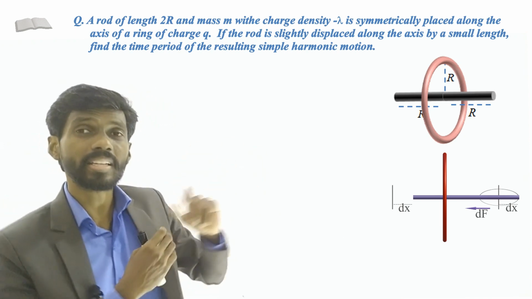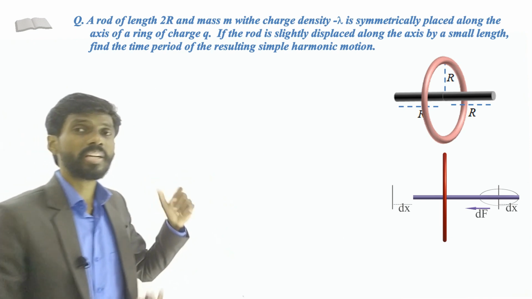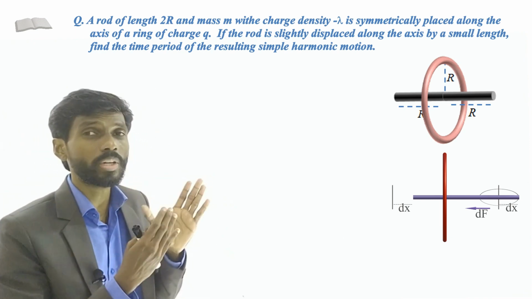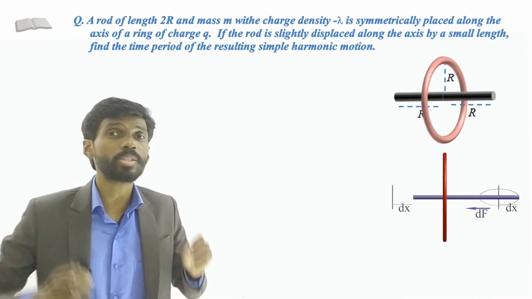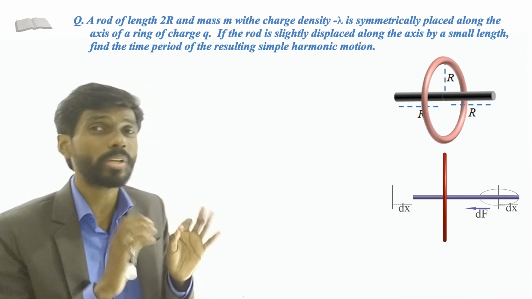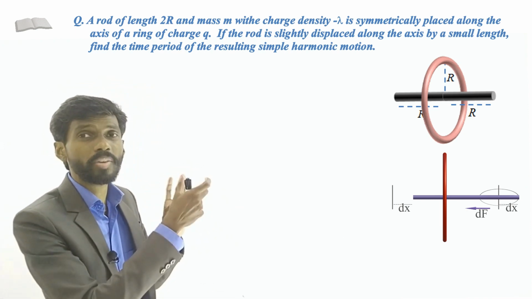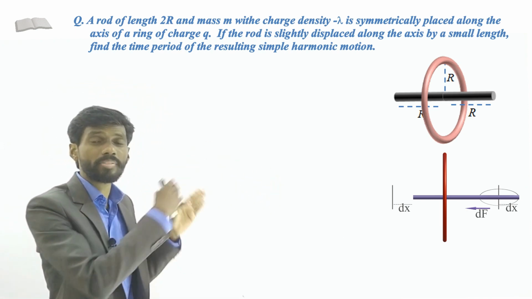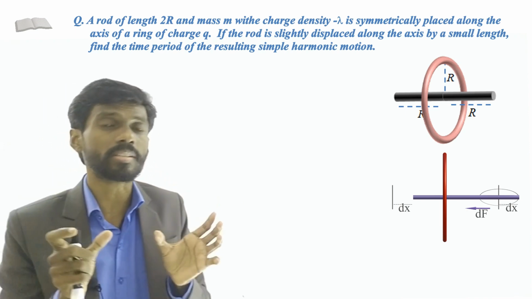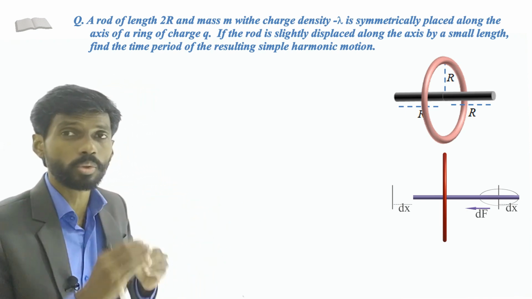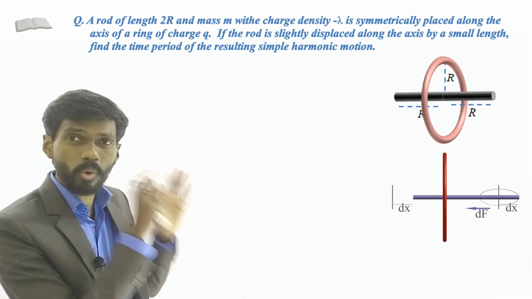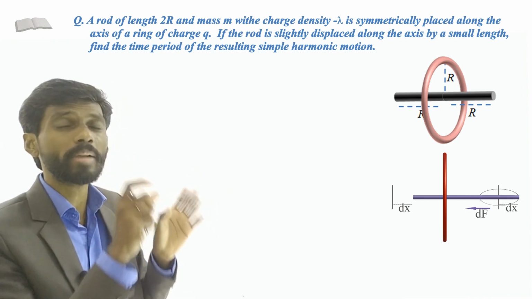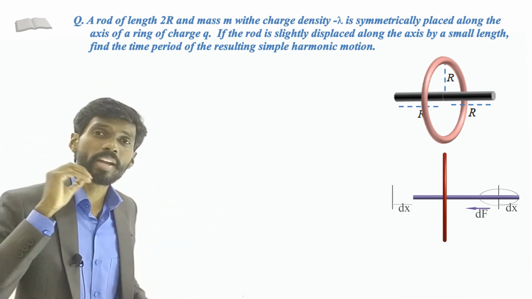So on the right, the length increases by dx. On the left, it decreases by dx. That means the total difference is dx plus dx, which is 2 times dx. Do you understand? 2 times dx is the difference between the length on the right and on the left. So this 2dx distance is what contributes to the force. The force is only due to this 2 times dx length. Alright, so let us find the force.